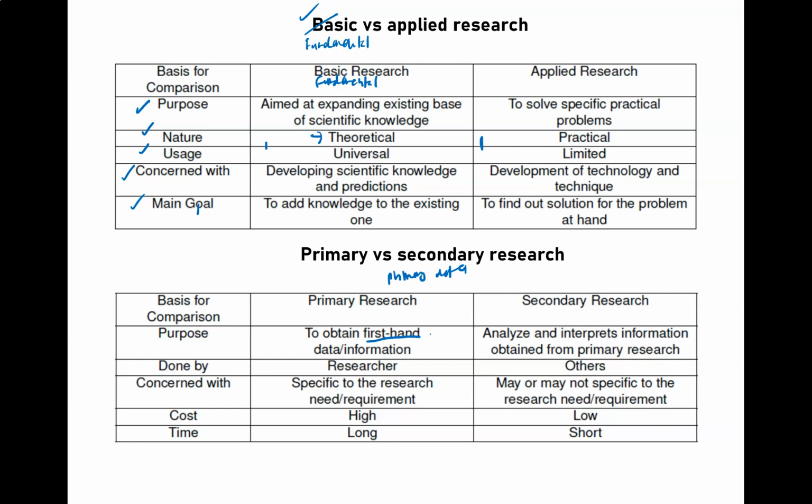So for secondary data, we analyze and interpret the information obtained from primary research, meaning that there are other people who collected the data, they put it in a public database, and you can collect the data and it is readily available. So have you heard about GitHub? If you go to GitHub or Kaggle, there's a lot of available and free data.